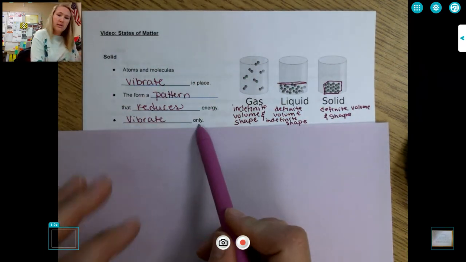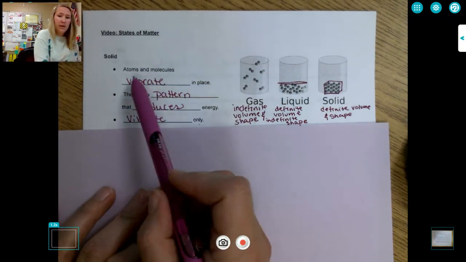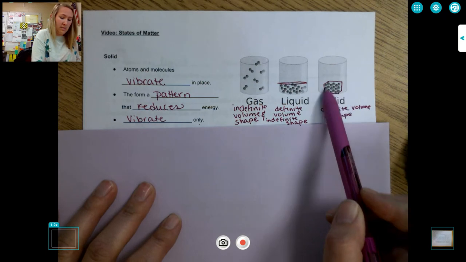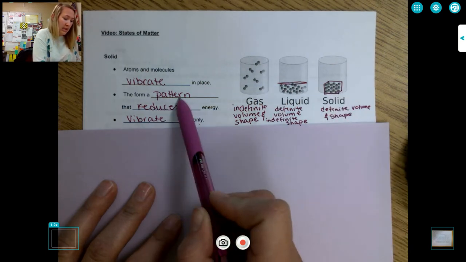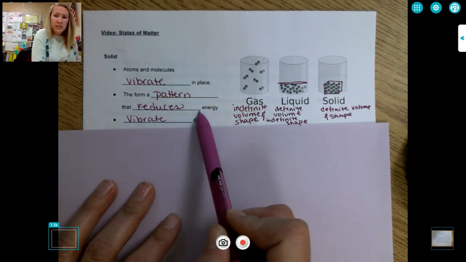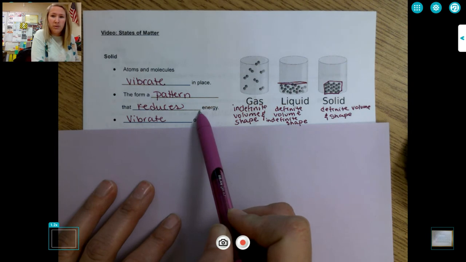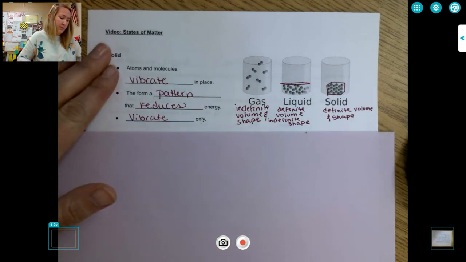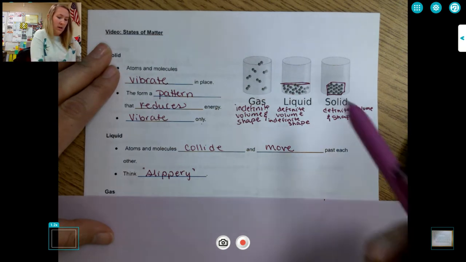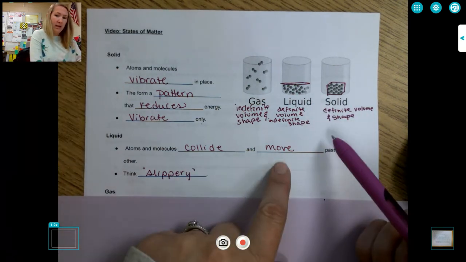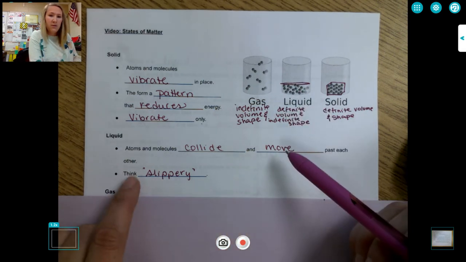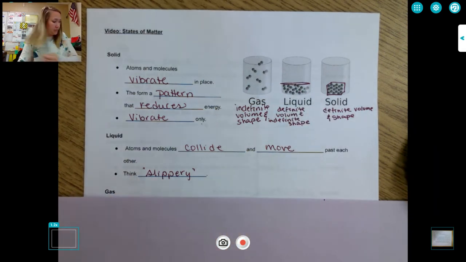We're going to look specifically at solids. In a solid, the atoms and molecules vibrate in place. We can see them here. They're just vibrating in place. They form a pattern that reduces the energy of the molecules, so at the lowest energy state. And they only vibrate, just back and forth. Liquid molecules collide and move past each other. So they're slipping and sliding past each other. So I like to think of liquids as being slippery.